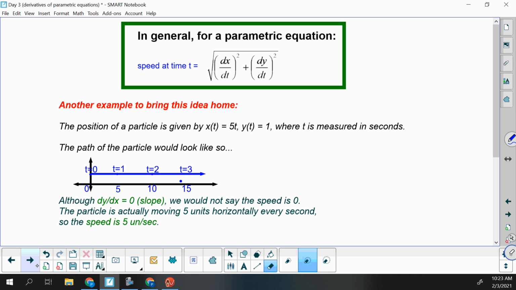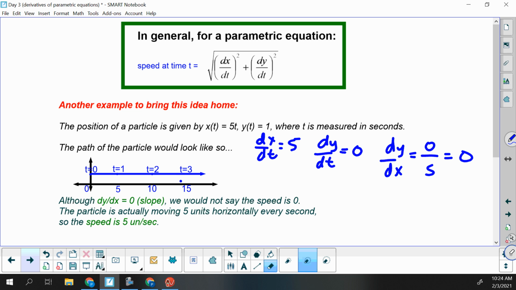So just one more example just to wrap your head around it. So if we said our x position was given by 5t and the y was always 1. So what that's meaning is the y is staying at the same horizontal value, and we're just going to be moving to the right as t goes on. And you have kind of a picture of it there. So your dx over dt would be 5, and your dy over dt would equal 0. So therefore dy over dx, which is our dy over dt over our dx over dt, would be 0.